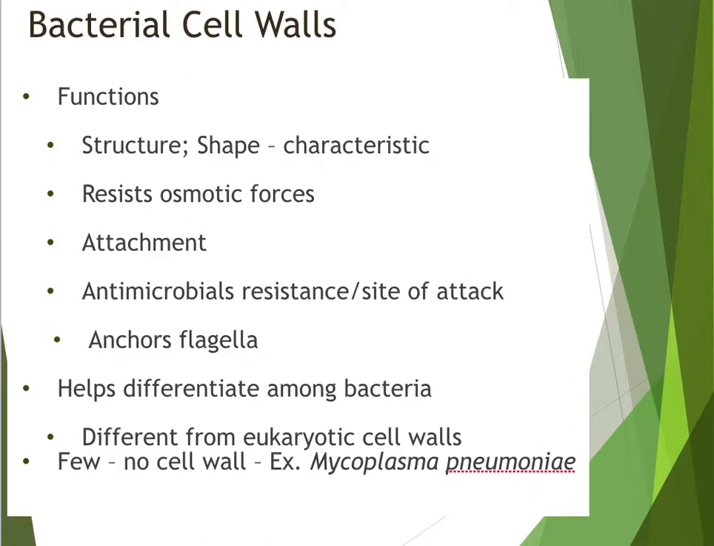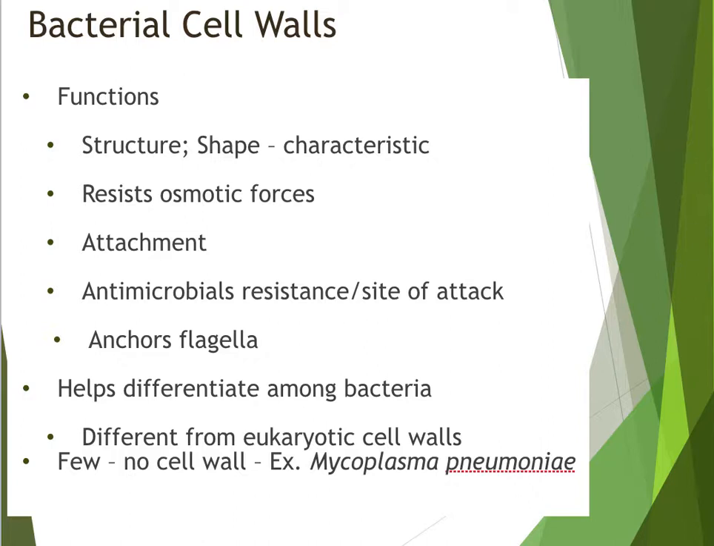Bacterial cell walls are involved in attachment, enabling the cell to resist antimicrobials, and they are also a site of attack for antimicrobials. They also anchor the flagella of those bacteria that have flagella. We can use the cell wall to help identify bacteria so we can differentiate among bacteria. And as we've already noted, eukaryotic cell walls are different from bacterial cell walls. We're going to look at that specifically in this chapter.